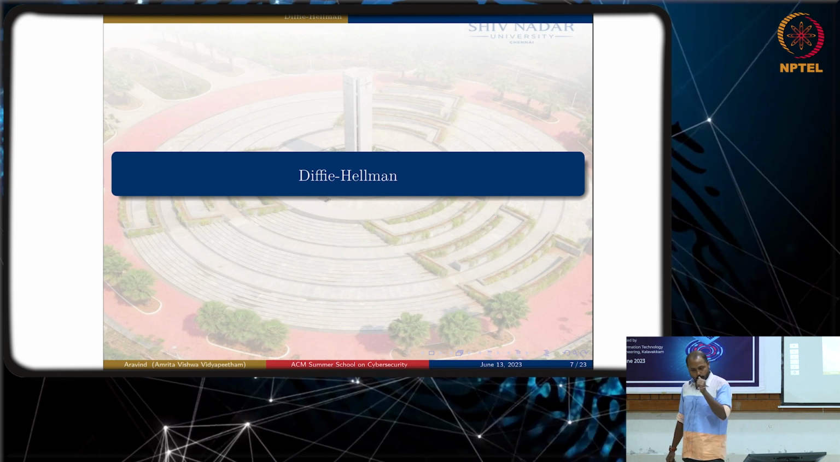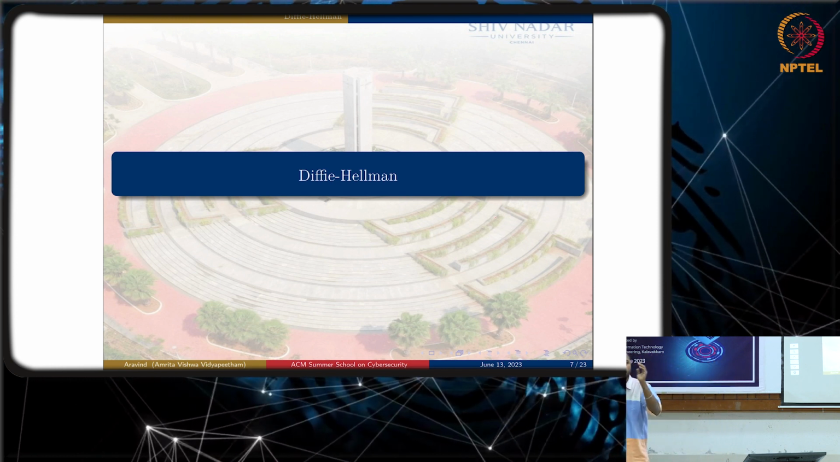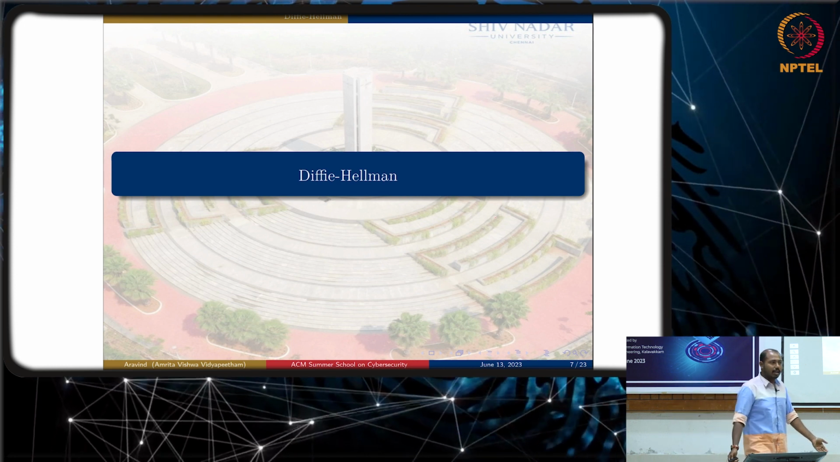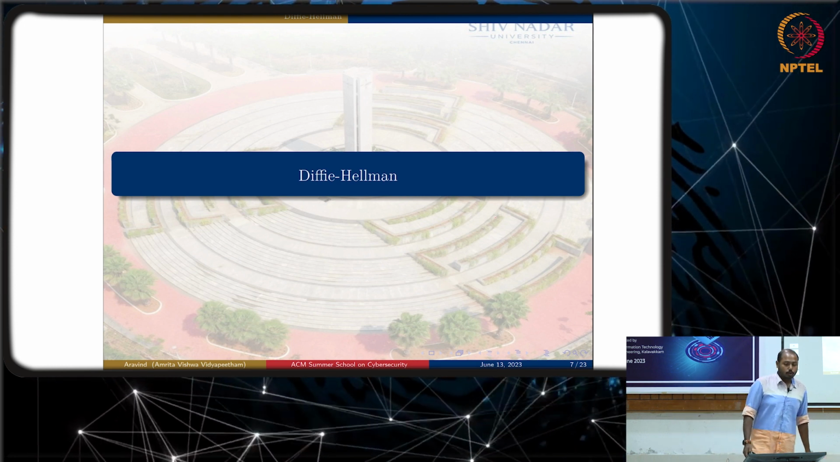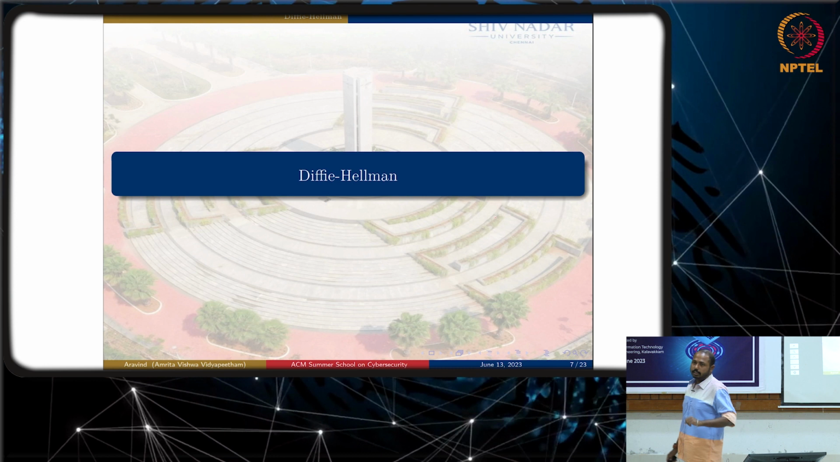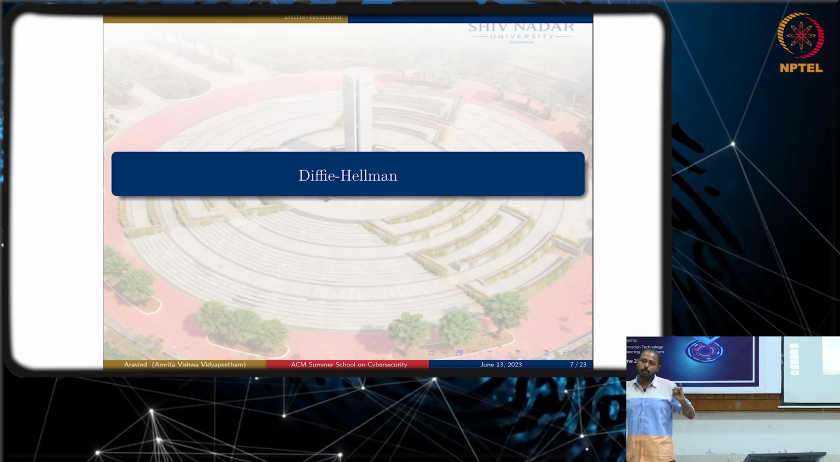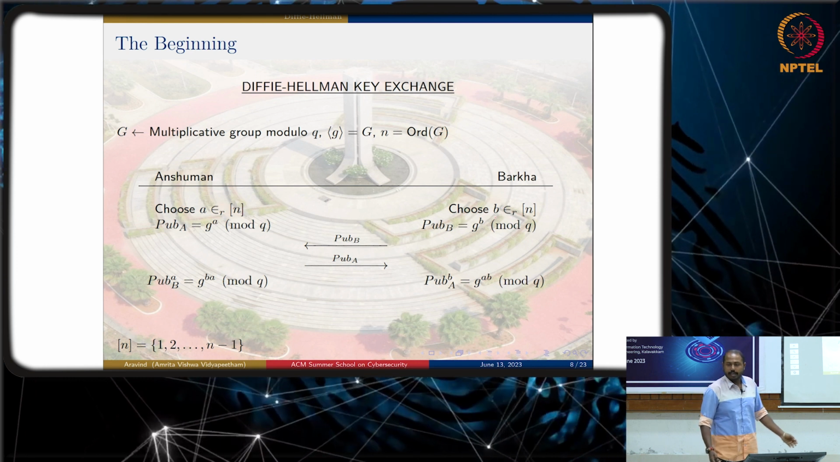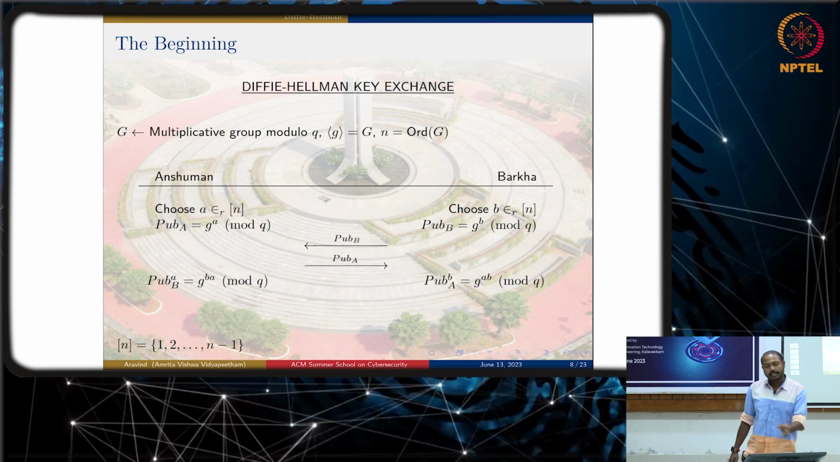The issue with letting the users choose the generator themselves is they might end up choosing different generators. It can happen, right? So in Diffie-Hellman, the group should be common, the generator should be common, and nothing else. That's it.